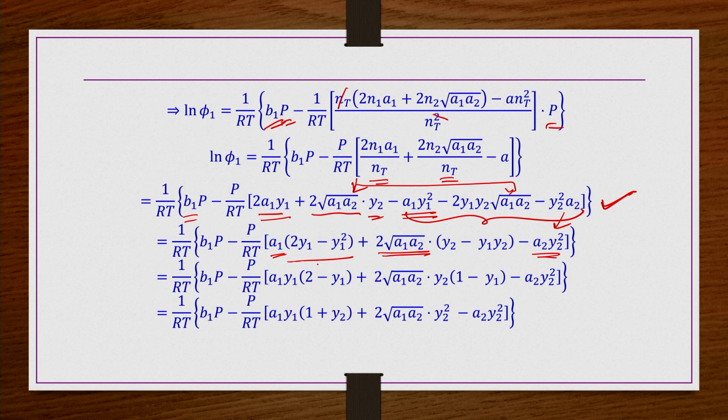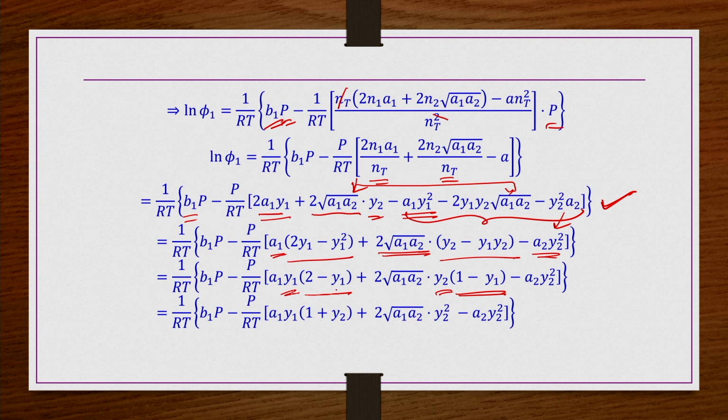In the next step, here I am taking y1 common. So that 2 minus y1 here, from these two terms y2 I am taking common. So that I can have 1 minus y1 here and then y2 square as it is. Next step, 2 minus y1 is nothing but 1 plus y2, because y1 is nothing but 1 minus y2.